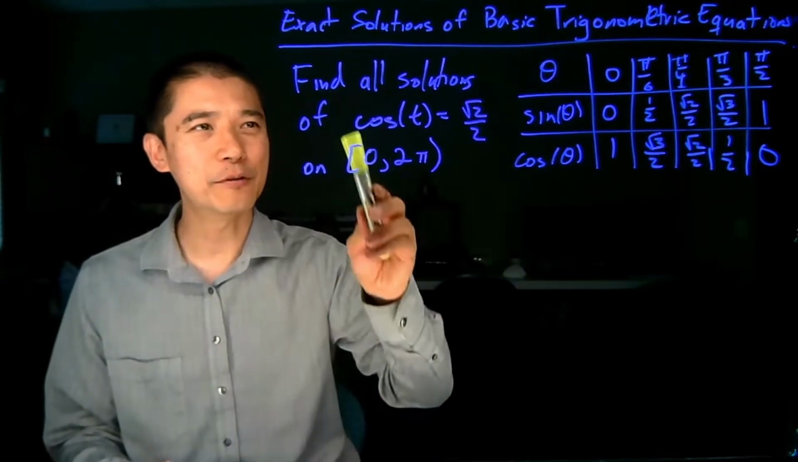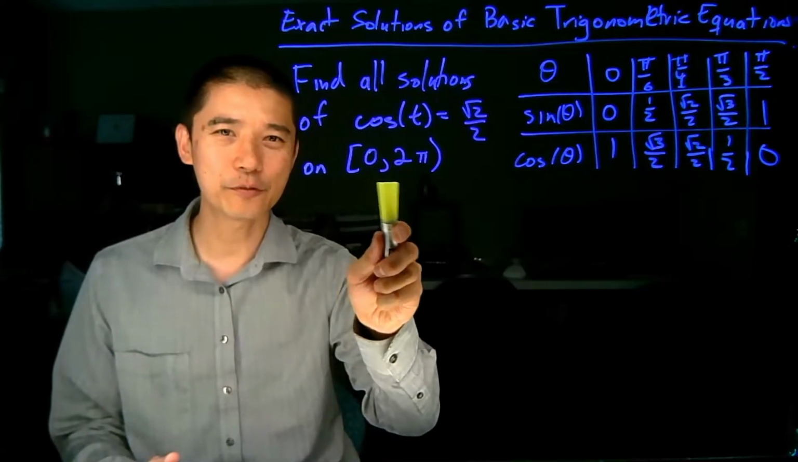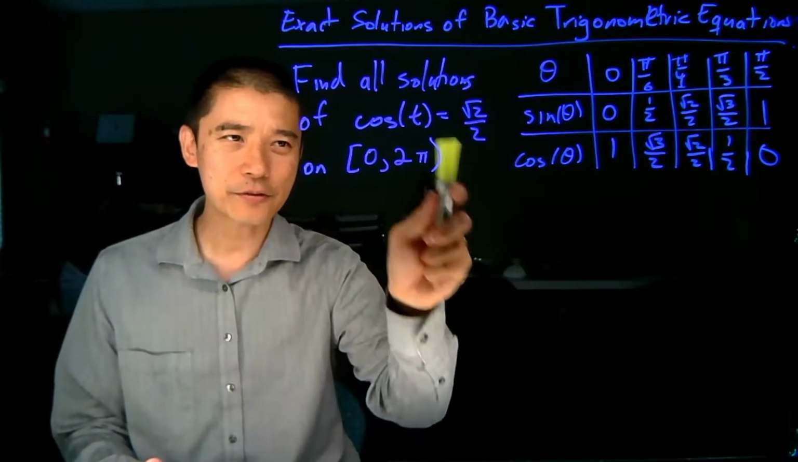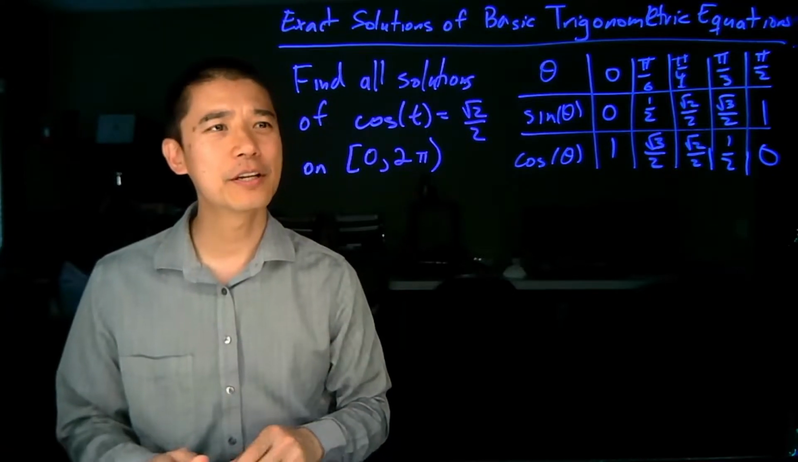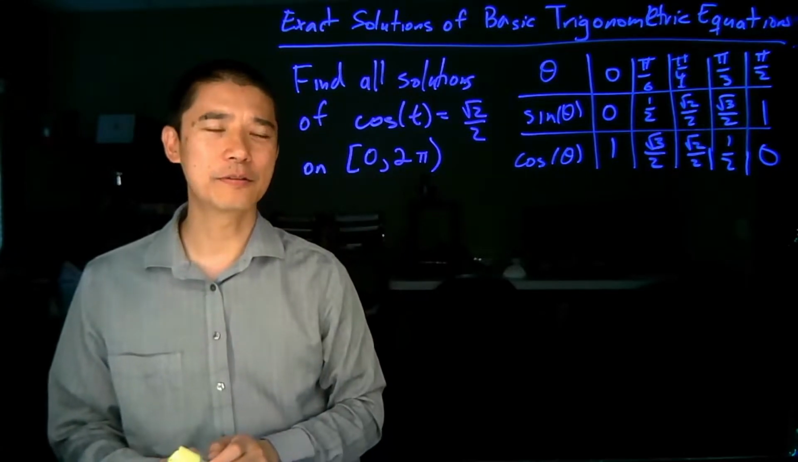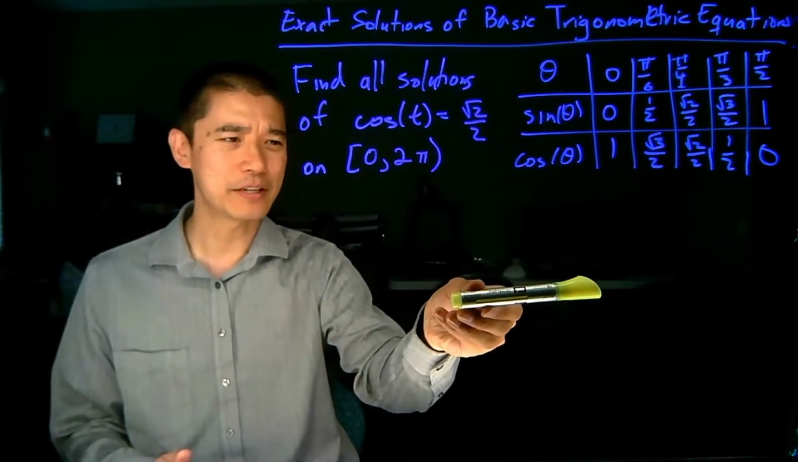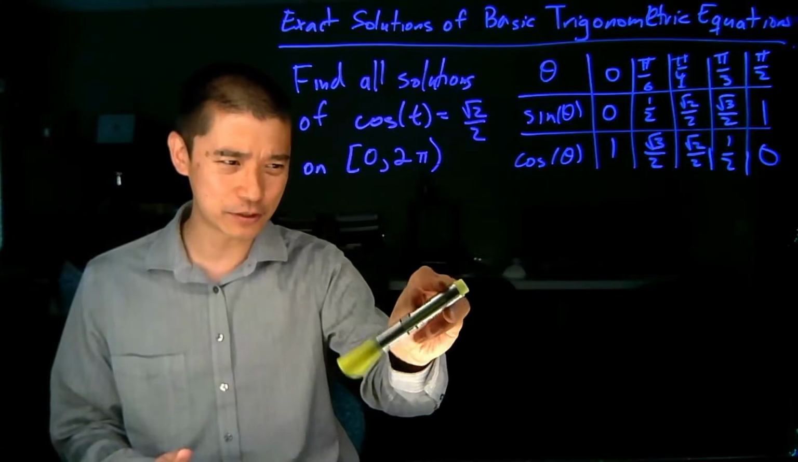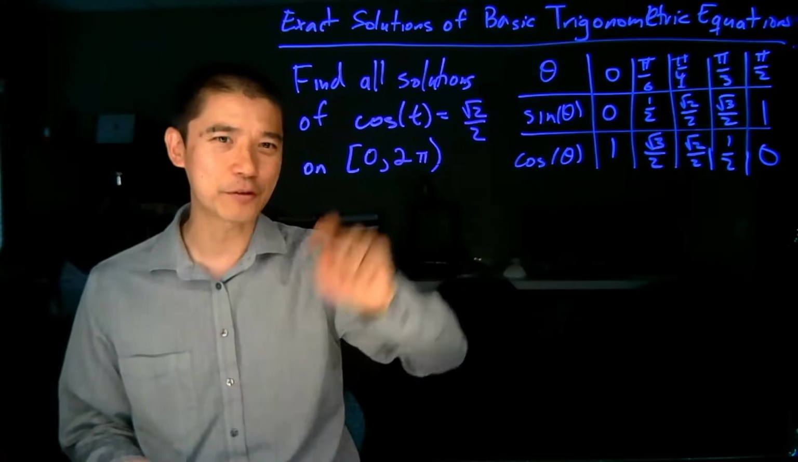So here's another example. Find all solutions of cosine of t equals the square root of 2/2 on the interval from 0 to 2 pi. This extra condition is easily overlooked when you're working on these problems, so pay attention to the instructions. When we limit ourselves to angles between 0 and 2 pi, we just want the first angle, so to speak. Here's 0, and to get to 2 pi, you go all the way around once. We're only interested in the solutions on that first revolution.